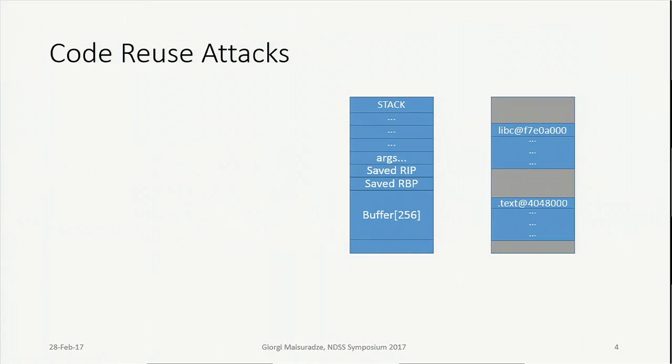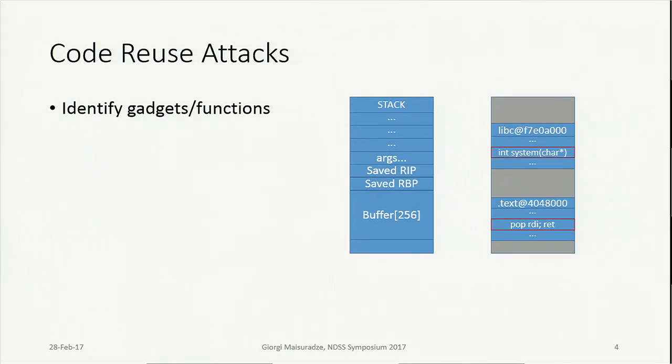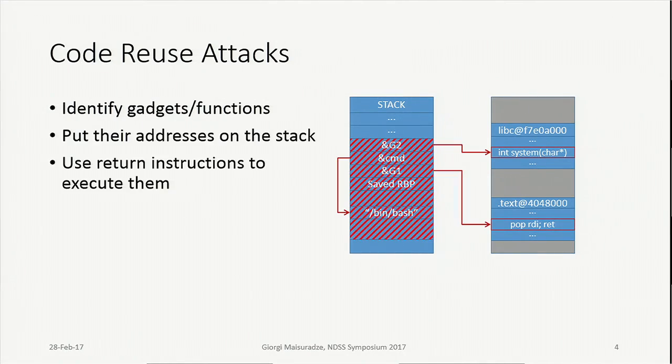In a basic code reuse attack, as the name suggests, the attacker is supposed to reuse code from existing code pieces, and the steps the attacker takes are the following. She first identifies the set of gadgets and functions that she wants to reuse, then chains them together by writing their addresses on a stack and providing parameters, and finally jumps to the beginning of the gadget to trigger the execution of the whole sequence.